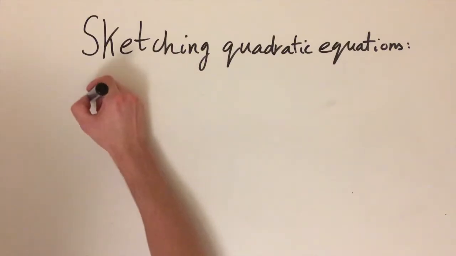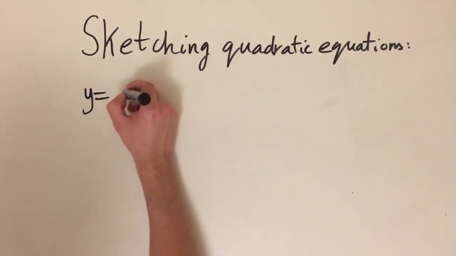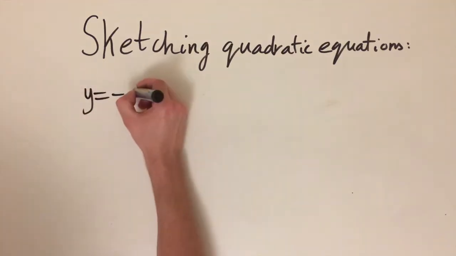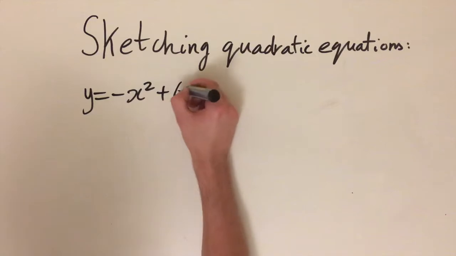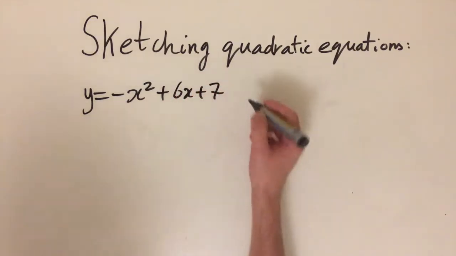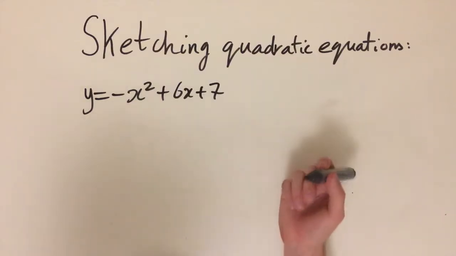Okay, so I want to do one more example, and this one is going to be with a negative x squared coefficient. So we're going to do y is equal to minus x squared plus 6x plus 7. And to sketch this, we're going to use exactly the same techniques, all the ones we've looked at previously.